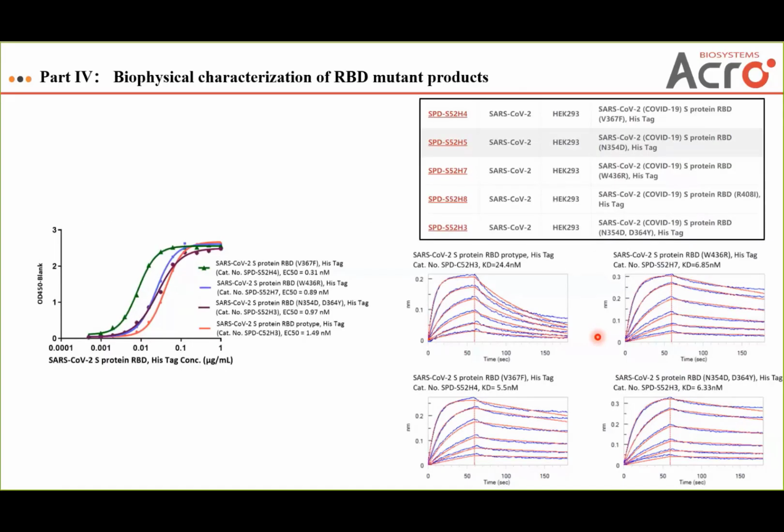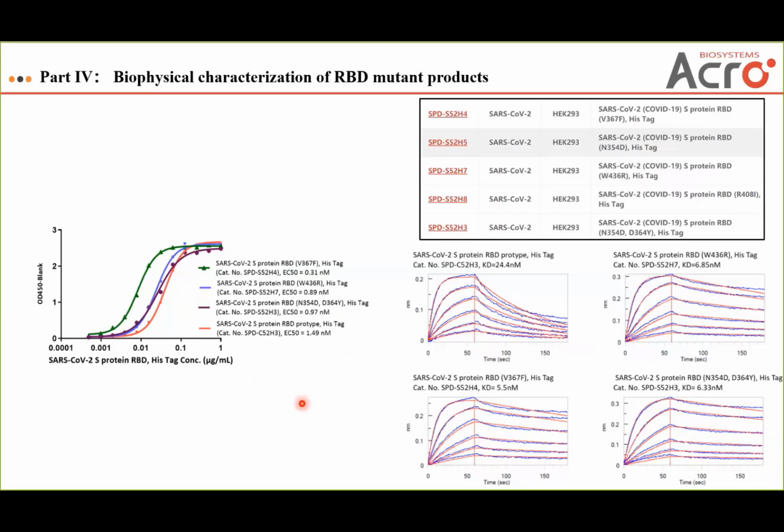Acro noticed that several RBD mutants have been reported in some strains of SARS-CoV-2, and we generated mutant protein products to characterize the difference between wild-type and mutant RBDs. ELISA and SPR results have shown that the RBD mutants shown in this slide can bind ACE2 with 2 to 6-fold higher affinity compared with wild-type RBD. These mutant RBDs can be used to test the neutralizing ability of anti-SARS-CoV-2 antibodies to exclude the possibility that the mutation in RBD makes the protein unrecognizable for the antibody.